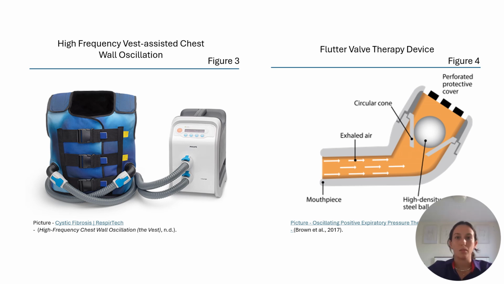Another common treatment is high-frequency vest-assisted chest wall oscillation, where a person wears a vest similar to that of figure 3 to loosen and break apart the mucus so that a person can cough up the mucus buildup. The person wears the vest and it vibrates while also using the flutter valve therapy device to breathe in and out, which expels the mucus. They will also cough and try to bring up as much of the mucus as they can.